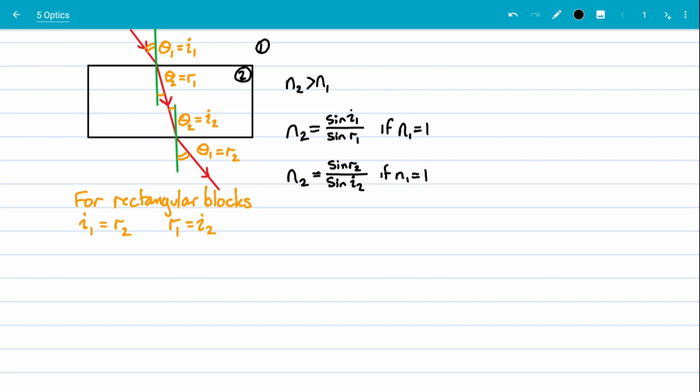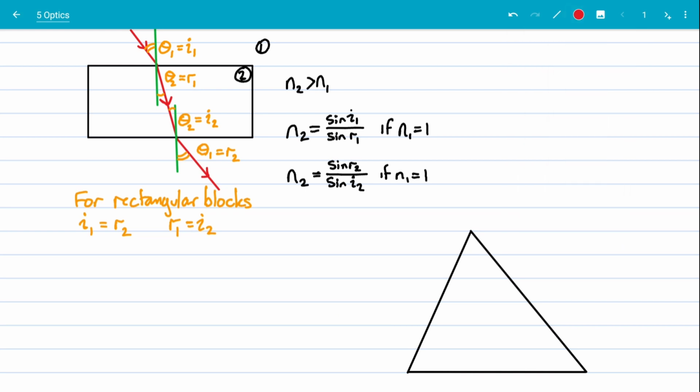The only other thing I've got to talk about is triangular prisms. I'm just going to talk about this very, very briefly. In situations where we've got triangular prisms, the normals don't line up. So we do have to be quite careful when we draw our diagram. Well, that's a funny looking prism, but there we go.